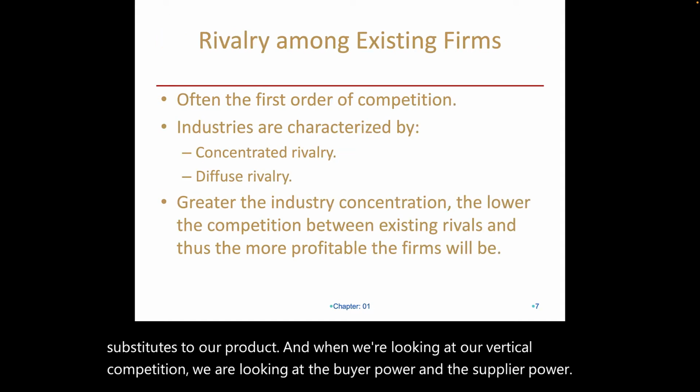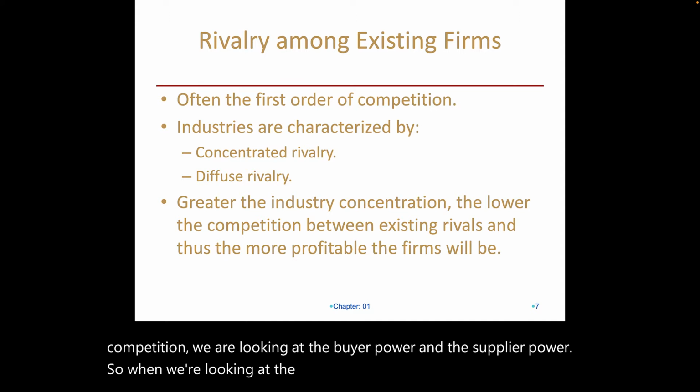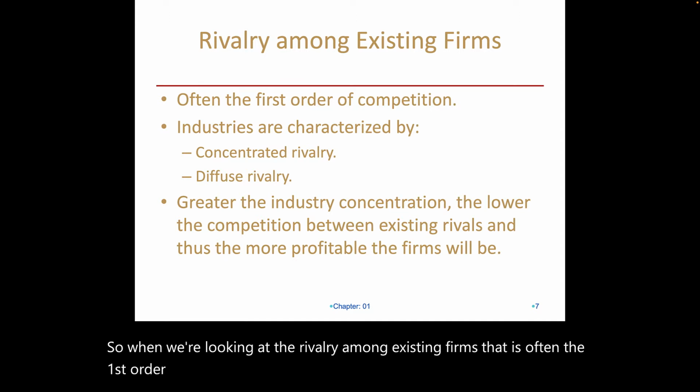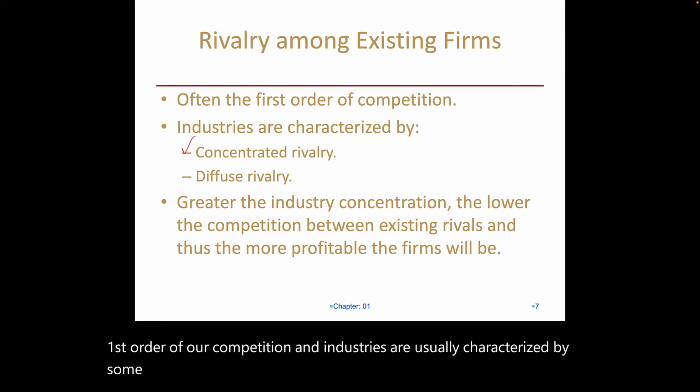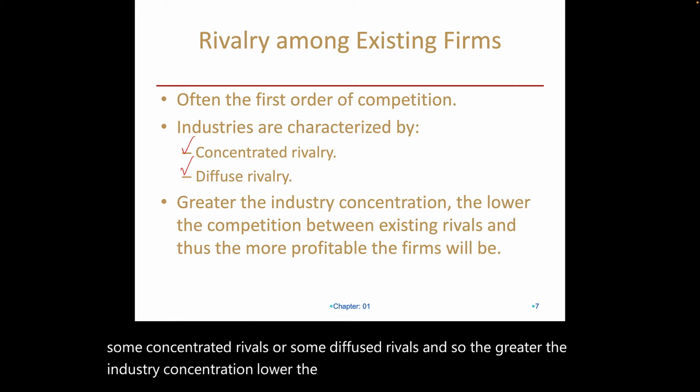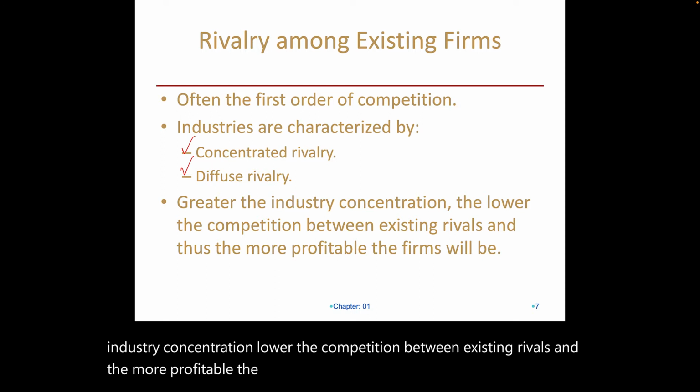So when we're looking at the rivalry among existing firms, that is often the first order of competition. Industries are usually characterized by either concentrated rivals or diffused rivals. And so the greater the industry concentration, the lower the competition between existing rivals and the more profitable the firm will be.